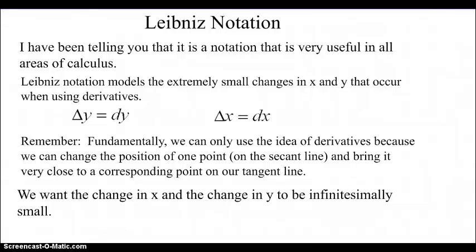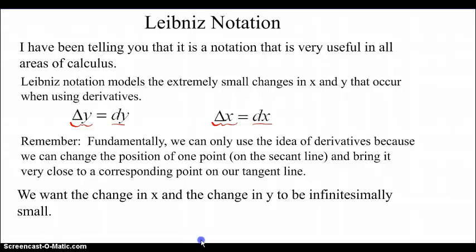So Leibniz notation models the extremely small changes in x and y that occur when using derivatives. We know that dy really is just tracking tiny changes in y, and dx means infinitesimally small changes in x. So when we talk about differentials, which are dy and dx, as opposed to the derivative, which is dy over dx, we're really talking about two different things.